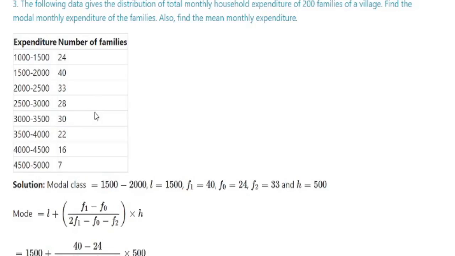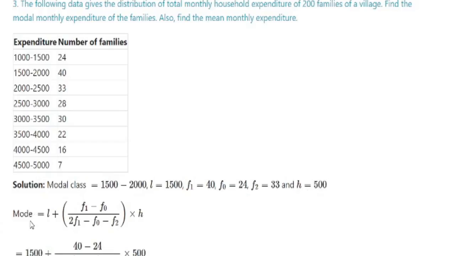So here first you calculate the modal class. The highest frequency, we can check it here. The highest frequency is 40. So the class interval having the highest frequency, that is 1500 to 2000. So 1500 to 2000, that is the modal class, and the lower limit is 1500, and frequency F1, the frequency of the modal class, is 40, F0 equal to 24, and F2 equal to 33, and H equal to 500. H is the class size.